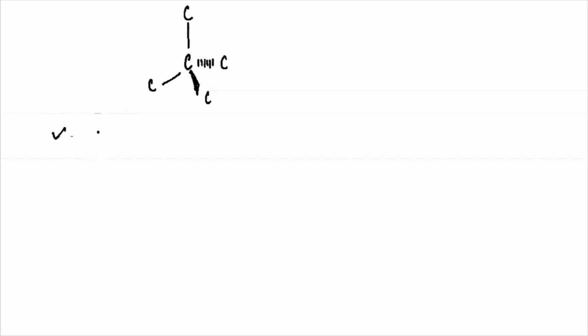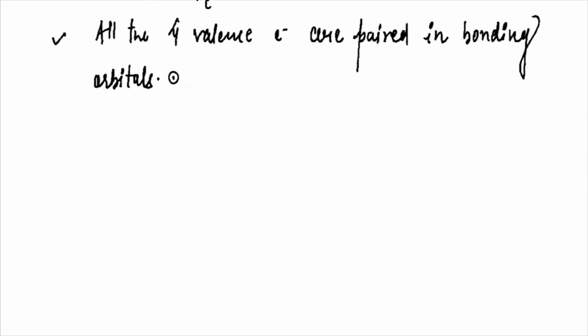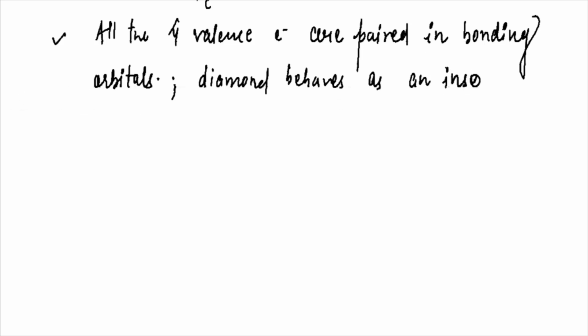So let me just write it down. All the four valence electrons are paired in bonding orbitals, and this is the reason why diamond behaves as an insulator. So this is something that we can talk about diamond. Also, it has a very high melting and boiling point, and it is one of the hardest substances that we know of.